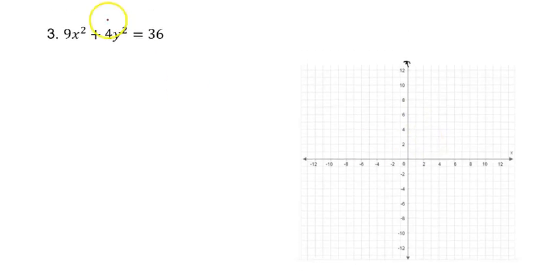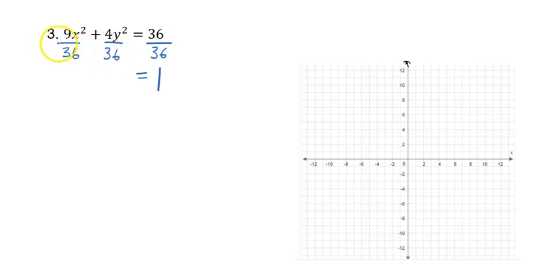If I need this to be 1, then what I'm going to have to do is divide by 36. But I have to divide everything by 36. And again, that will make that right-hand side be a 1. Now, on this side, what happens is these reduce. Sometimes they're nice, like this example. Other times they're a little uglier.